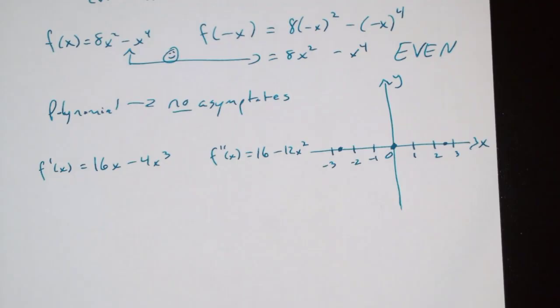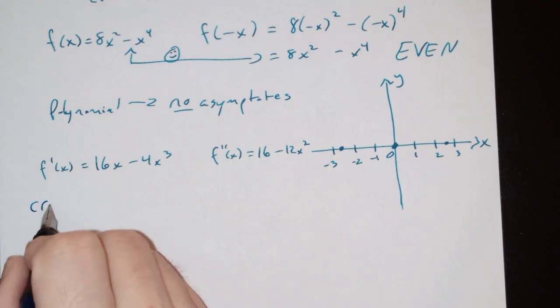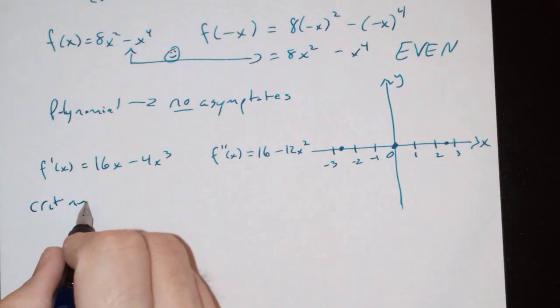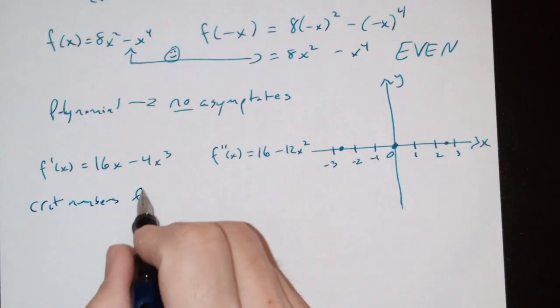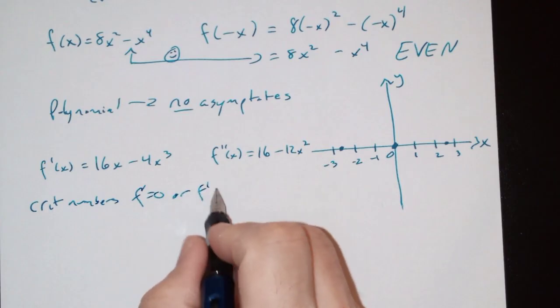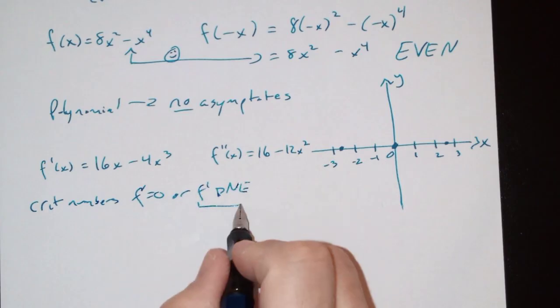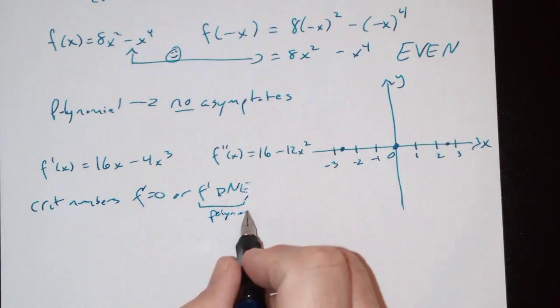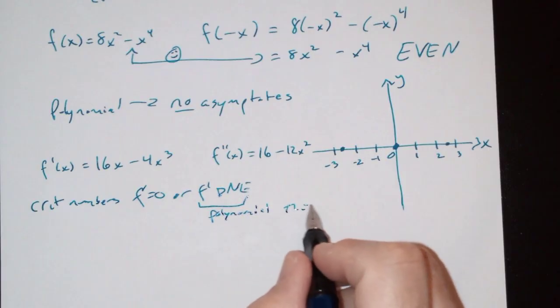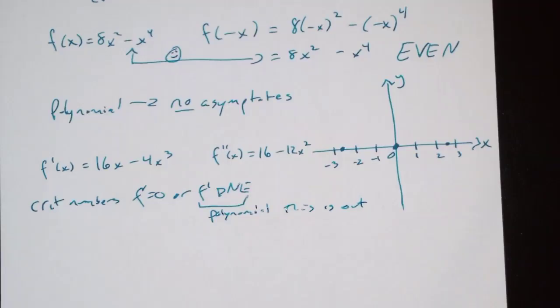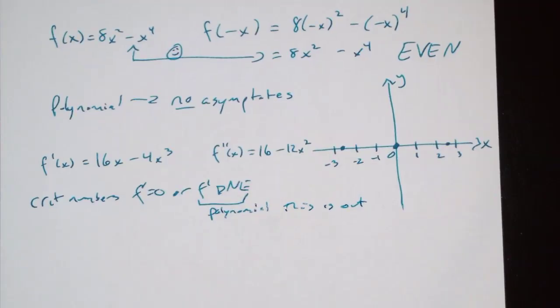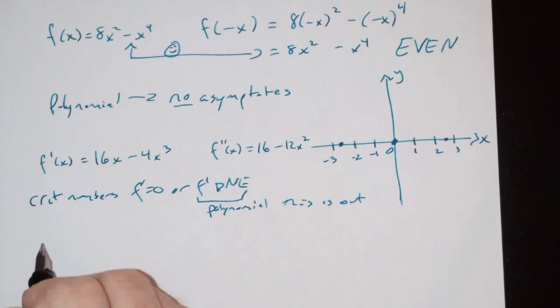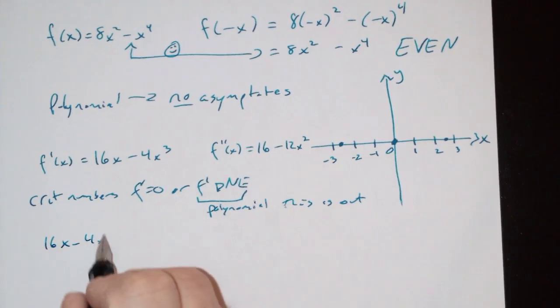But this is a polynomial. It's defined everywhere. So critical numbers is where f prime is 0 or f prime does not exist. Polynomial. This is out. I don't have to worry about that part. Polynomials are good everywhere. So I only have to worry about where f prime is 0. Where does that happen?